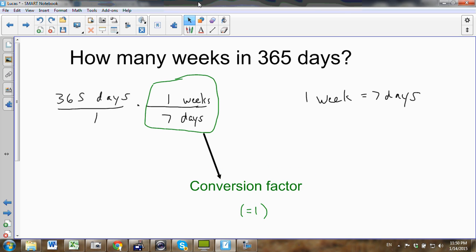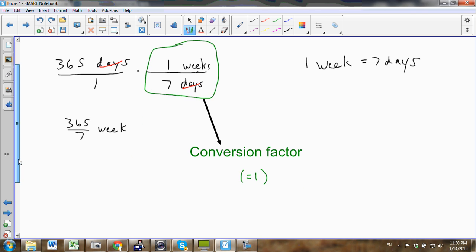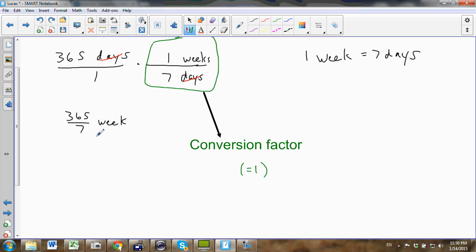And so notice what happens here: because we put the units of days in the denominator, it cancels out with those units of days in the numerator. So we end up with 365 times 1, that's 365, and 1 times 7 is 7. So 365 divided by 7 weeks. And then we could perform division to figure out how many weeks in terms of a mixed number.